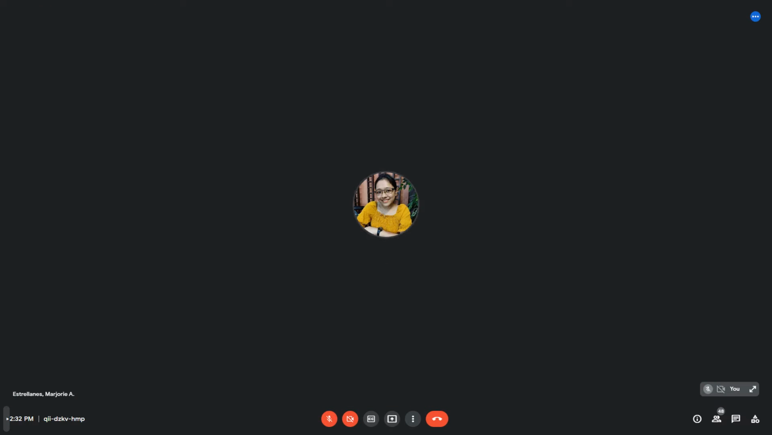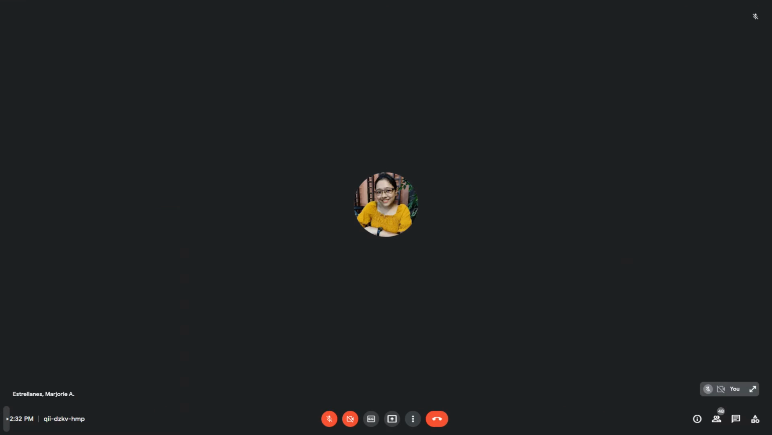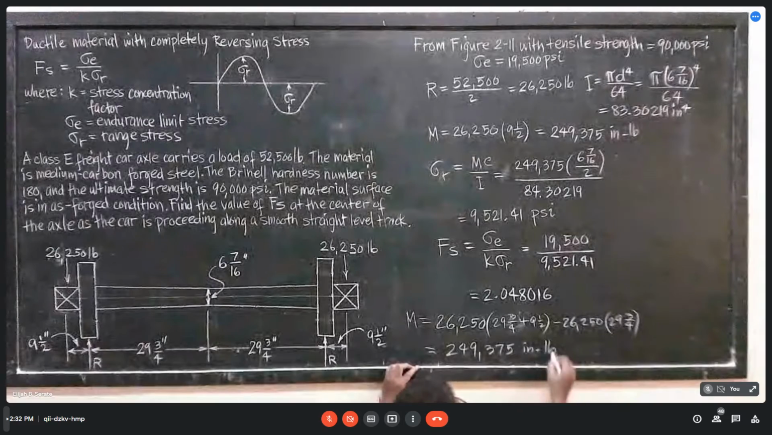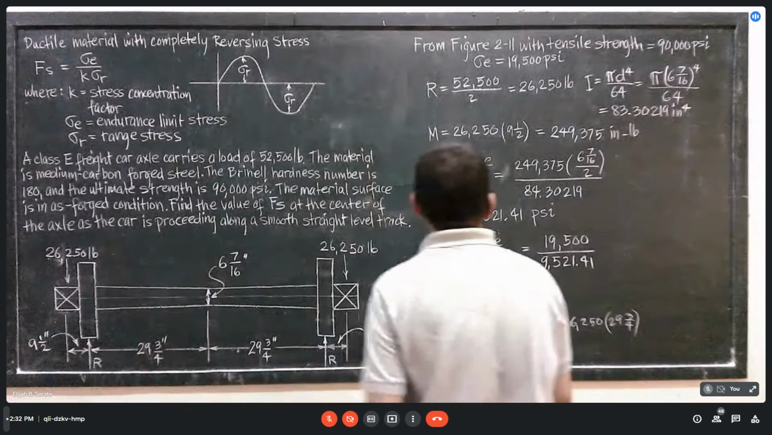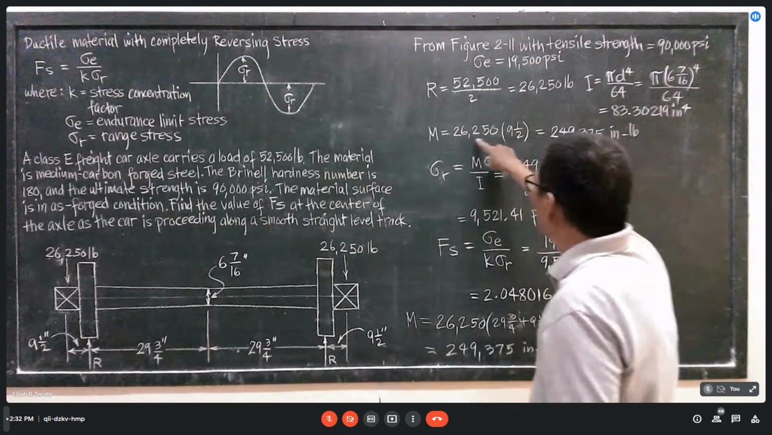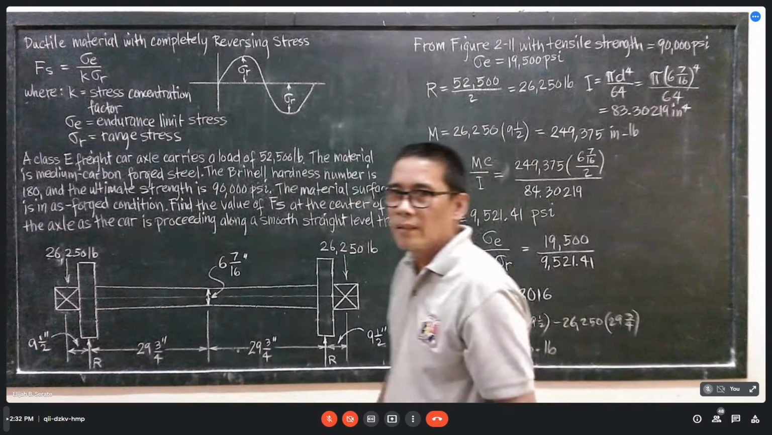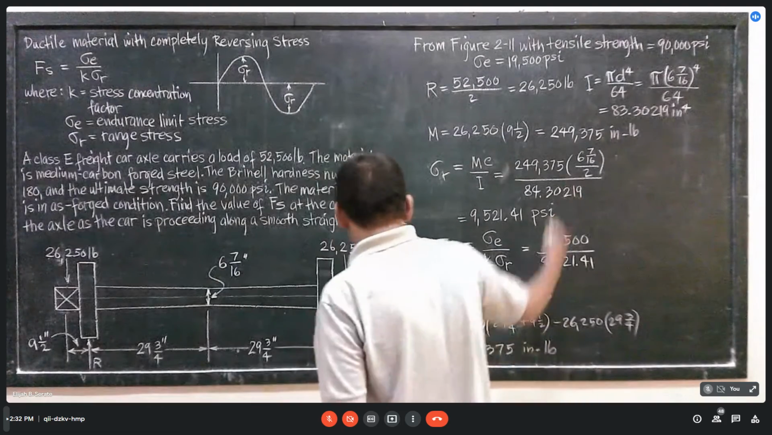$249,375, sir. 249,375 inch-pounds. Okay? Now you will notice in my calculations it is only 26,250 times 9 and a half, and you will get the same answer. Why is that?